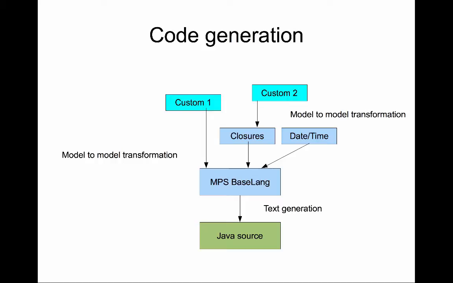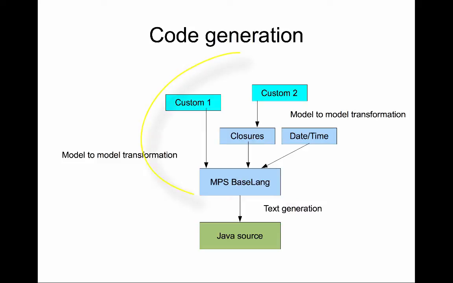So in the overall generation scheme in MPS, when you hit the generate button and your languages are being generated, the models are gradually transformed into lower level languages. So the constructs that you use in your models are being generated into lower level constructs until you get to a bottom line set of base languages, which then are flushed into text, into textual files that are persisted on the disk and then can be used further by compilers or other technologies.